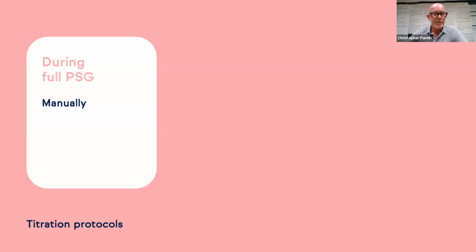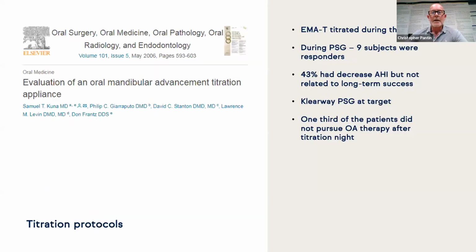Okay, so now titrating during a full PSG manually. This is a study where the EMAT was a trial appliance, and it was titrated during the night in a PSG, and they found that 9 of the subjects were actually responders. 43% had a decrease in AHI, but that unfortunately was not related to long-term success.